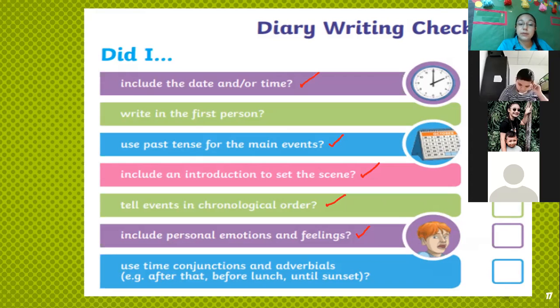And also you tell events in chronological order. That means you can write the hour, at 8 a.m., at 9 a.m., at 10 a.m., or maybe during the morning, during the afternoon, and at night. So you follow a specific order. And also you include personal emotions and feelings. I was happy today because, let's see, I took my favorite class, that is science. This is only an example.